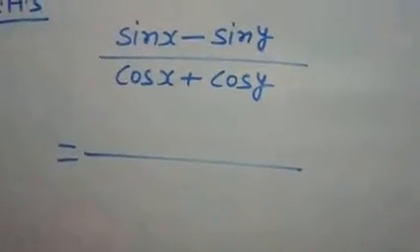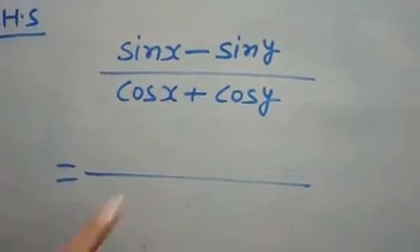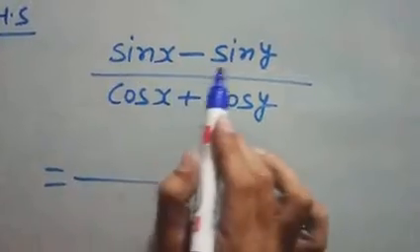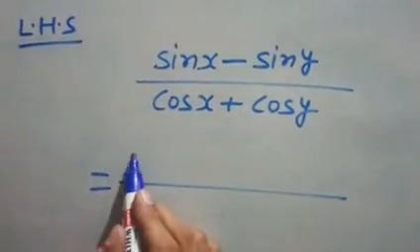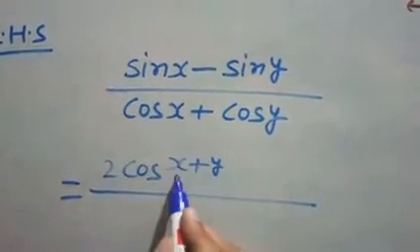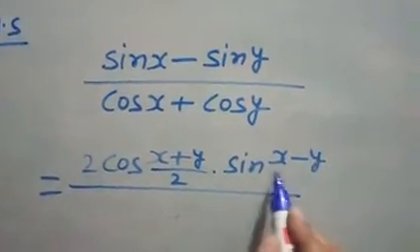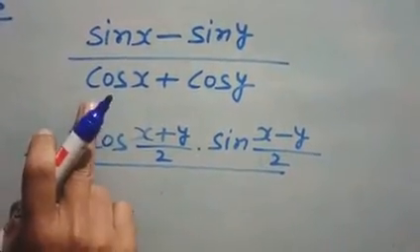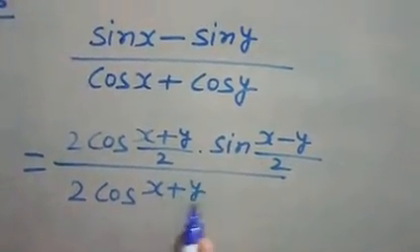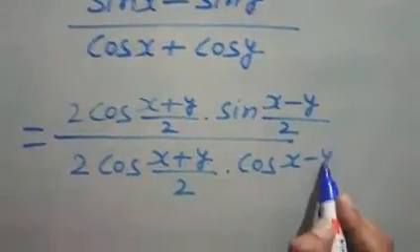Now see the second question. In this question, the left hand side is sin x minus sin y, and denominator cos x plus cos y. So we will apply sin c minus sin d, and the formula is 2 cos((c + d)/2) into sin((c − d)/2). Here we have to apply cos c plus cos d, and that is 2 cos((c + d)/2) into cos((c − d)/2).